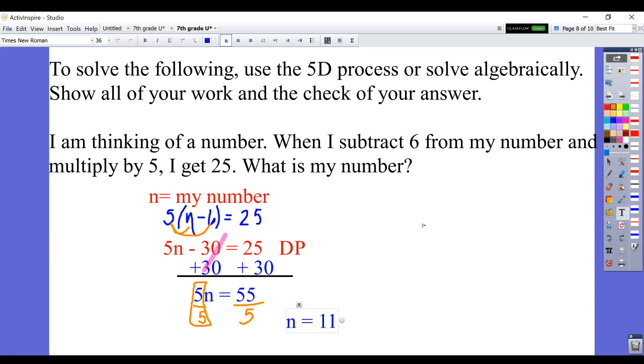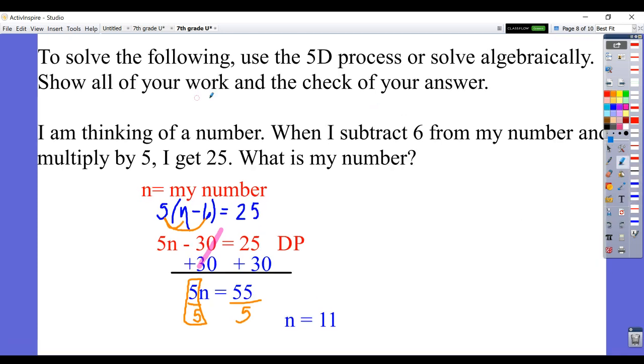Now, if you had done it with the 5D process, again, make sure you write down your describe, draw, make sure you write down your define, your do, your decide, your declare. So make sure you have the steps for that as well. All right, otherwise you won't get full points. But either way, we have to show all our work and we have to show our check. Okay, so showing our check, whether you did it with 5D or not, is still important.